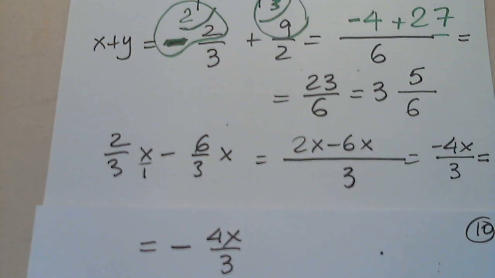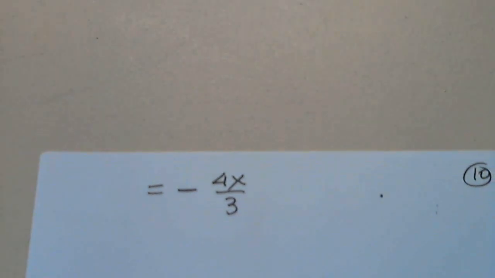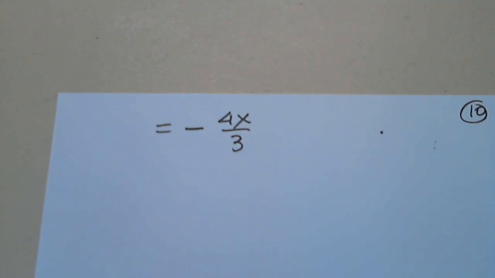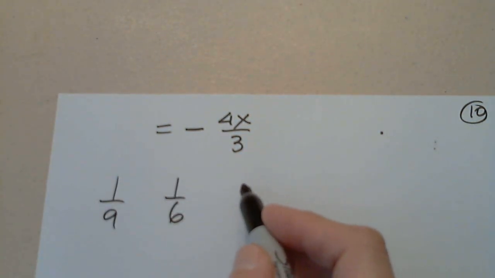So this is rewriting as equivalent fractions. We know how to do this. Rewrite each fraction with the least common denominator. So let's assume, I'm going to change this problem a little bit. And 1/9, 1/6, and 1/2.